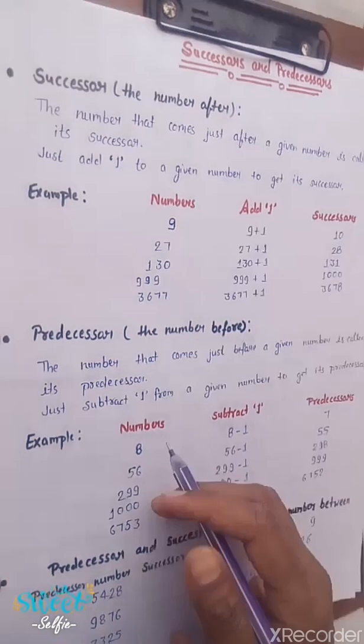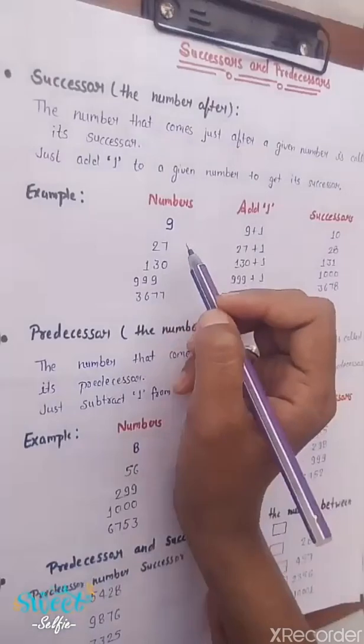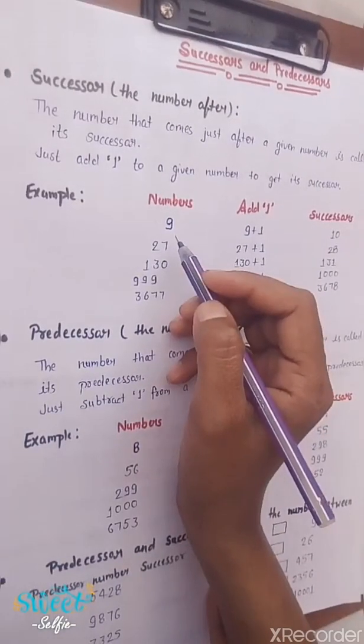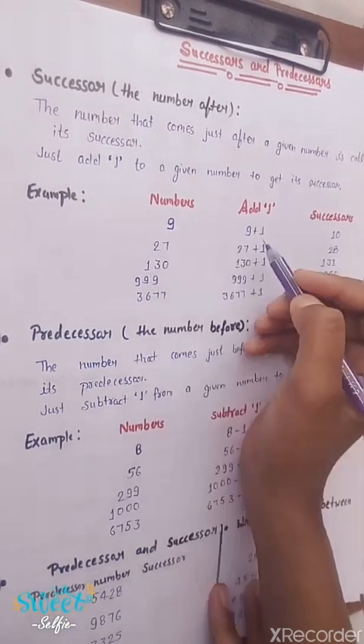So let's see some examples. First is 9. If we have to find out the successor of 9, what do we have to do? We have to just add 1.